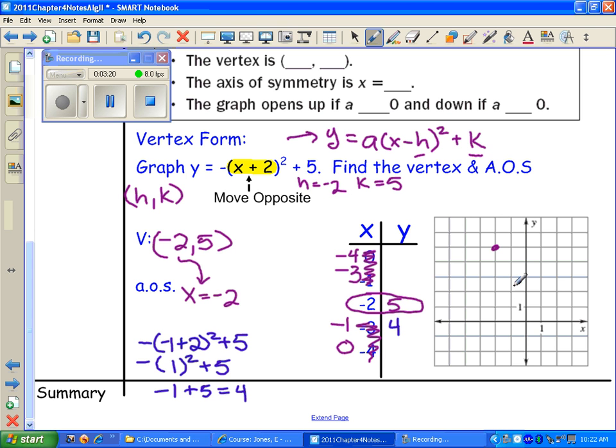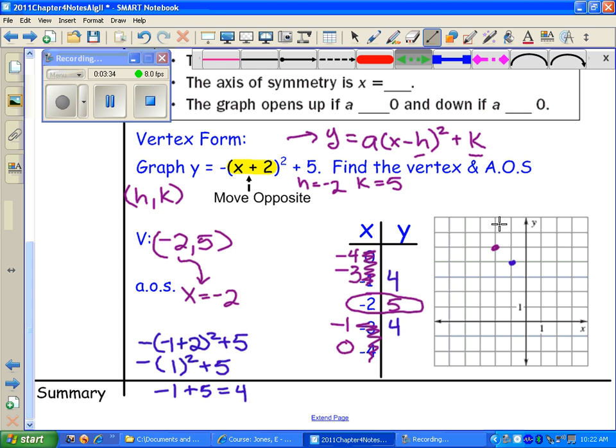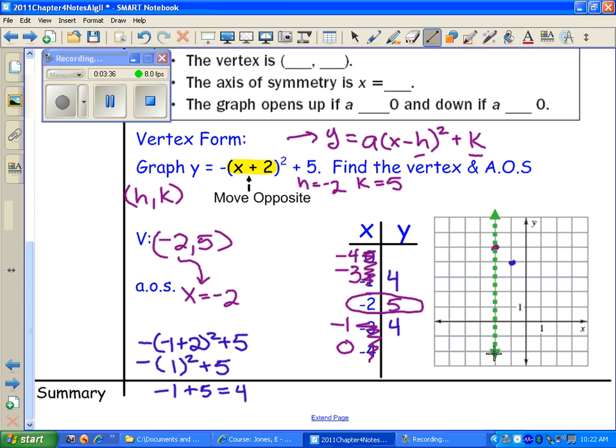-1 and up 1, 2, 3, 4. There's the point for it. And this will also be the same up here for -3, because this is the axis of symmetry right here. Let me draw that in. Going through the vertex is the axis of symmetry, and you can use it like a mirror. This will be reflected over here, and that's where this point came from.